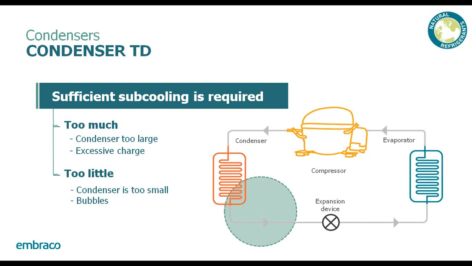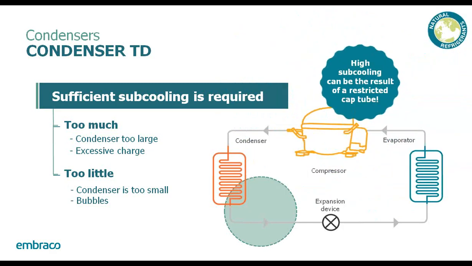Too little subcooling is an indicator that your condenser is too small. The risk with this is that you could have bubbles entering your cap tube, causing poor performance in the cap tube. So you want to make sure you have a good quality of liquid leaving your condenser. And you'll see better results out of your cap tube behavior with this. And as I mentioned, high subcooling can be a result of a restricted cap tube.